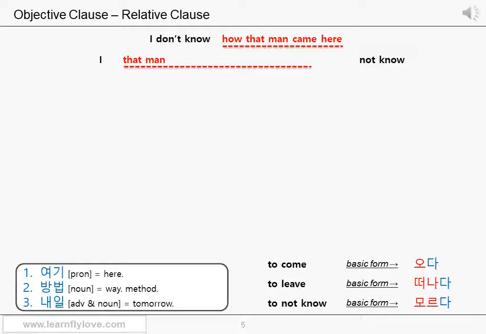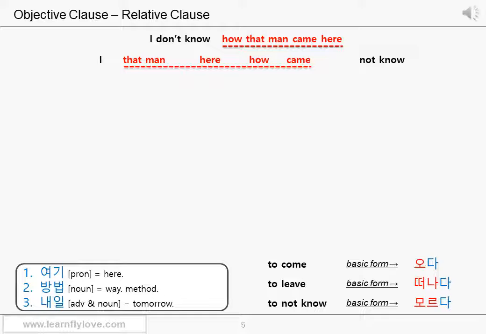Or the method how can be directly related to the verb came. So either can come right before the verb came. Let's just put here first and then put how. Of course, you can swap the position, no problem. And then the verb of the clause came comes at the end. I, that man, here, how came, not know.